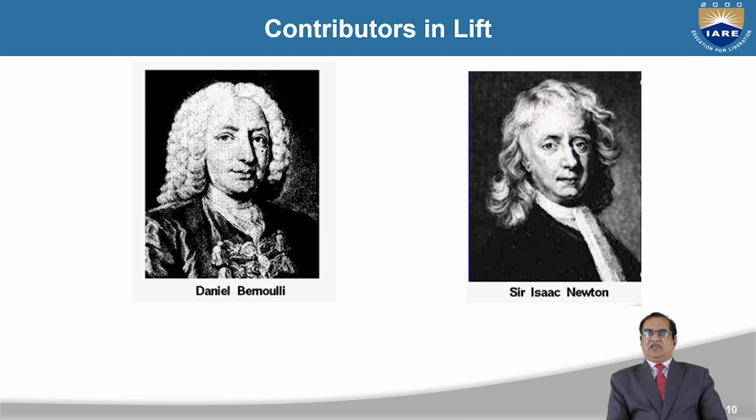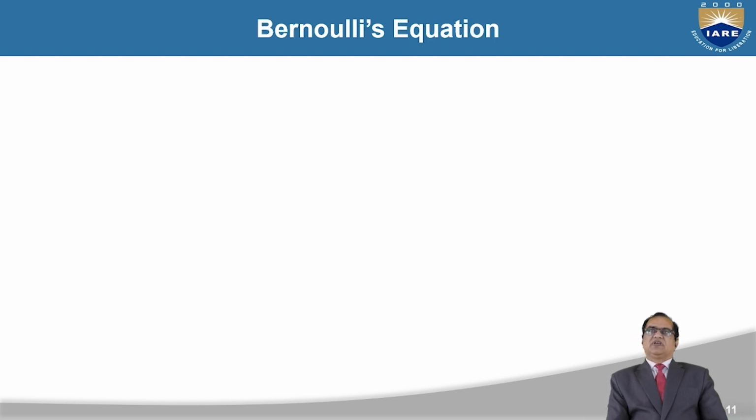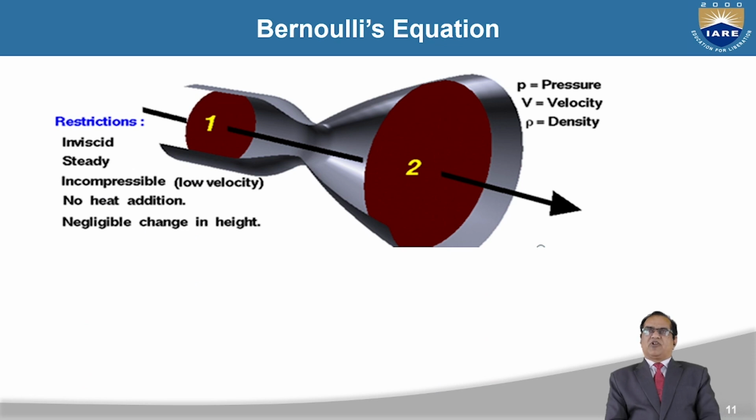Then the very renowned person, Sir Isaac Newton. These two people are very important, but we have some more, like Kutta, Joukowsky and others. Their theories are nowadays very much applicable. Now we will see Bernoulli's equation. What is Bernoulli's equation?